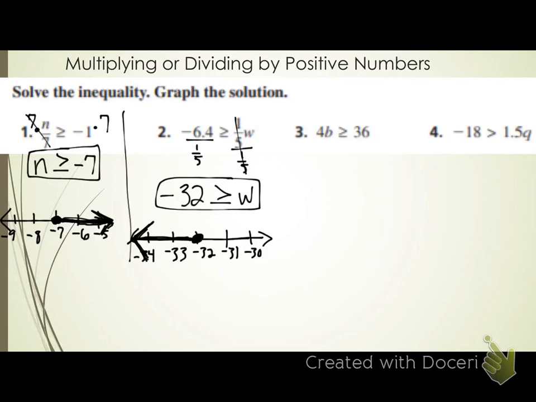If you need to, flip it around to where the variable is on the left so you can follow whichever way the arrow is pointing. Questions on 2?